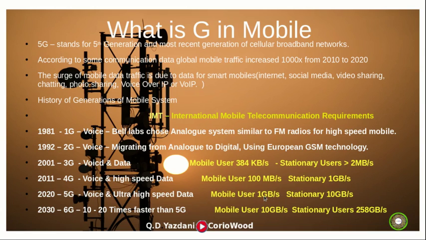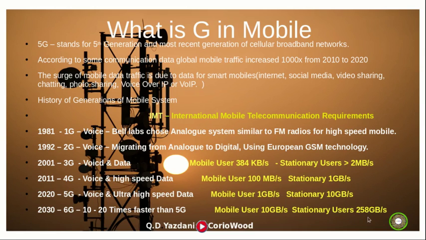So as I said to you guys, the mobile users should get at least 10 to 20 gigabytes, because if it's 10 to 20 times faster, then the mobile users should get at least 10 gigabytes. If you guys look in here, the mobile users should get at least the amount of data that the stationary user gets for 5G, and the stationary users should get at least 250 gigabytes per second. This is crazy.